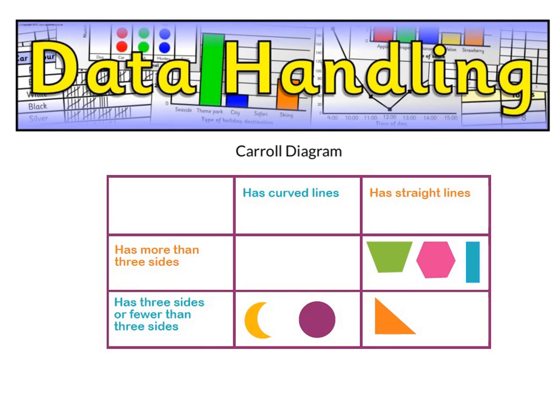If we look at another example, if we look at the rectangle, again, we can look at the first question, has it got curved lines or has it got straight lines? Well, it's got straight lines, so it's going to have to go into this column here. And then we look at these 2 questions, has more than 3 sides or has 3 sides or fewer? So it's got 1, 2, 3, 4 sides, so that means it's more than 3, so it needs to go in here.